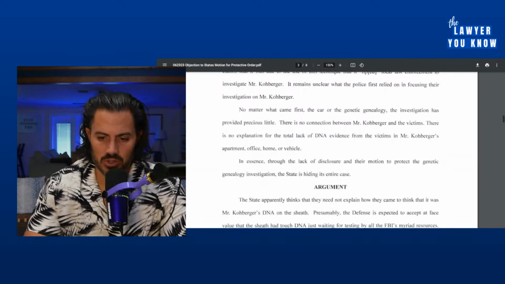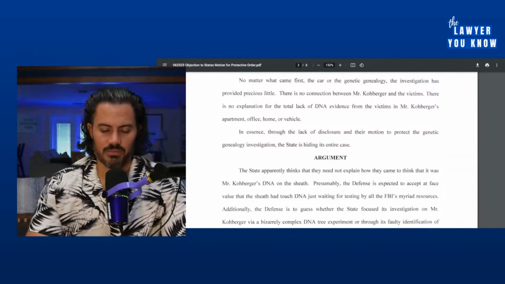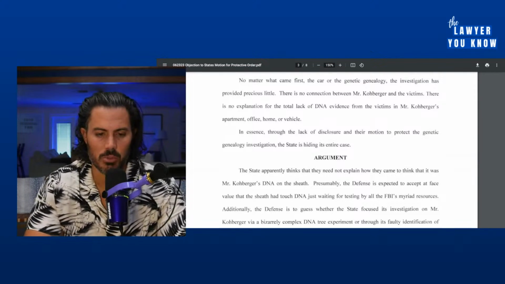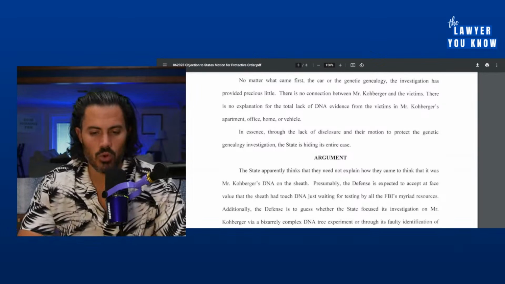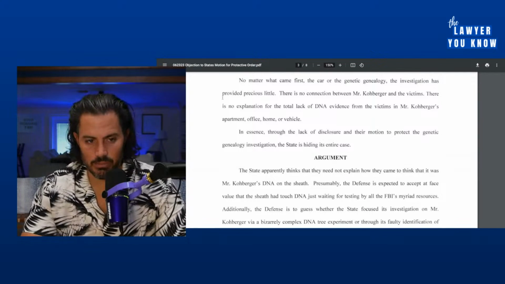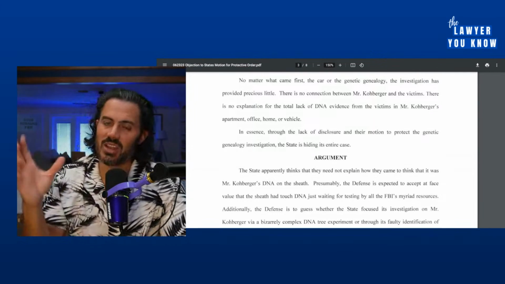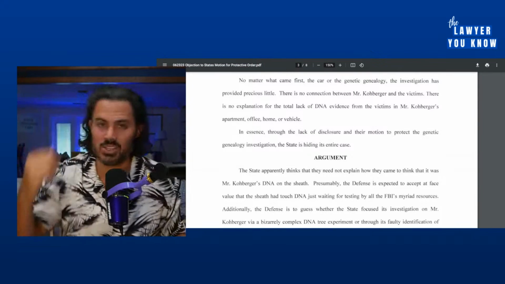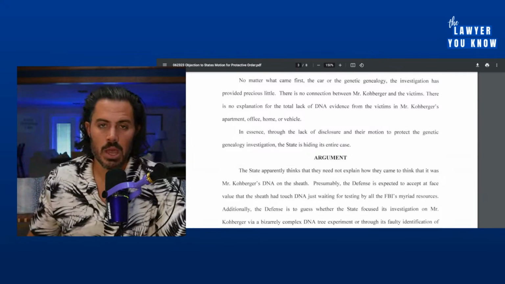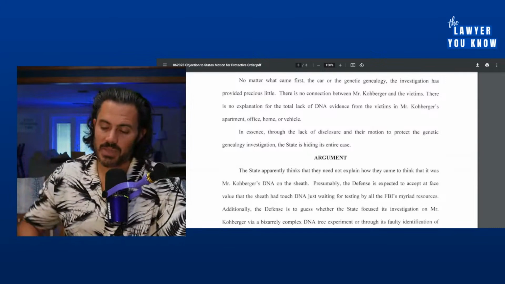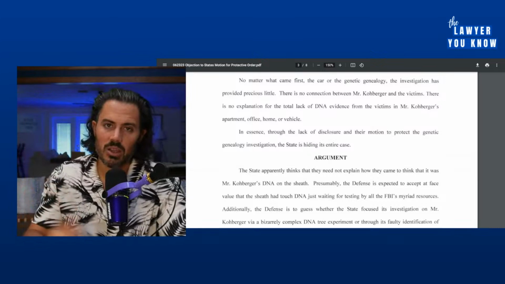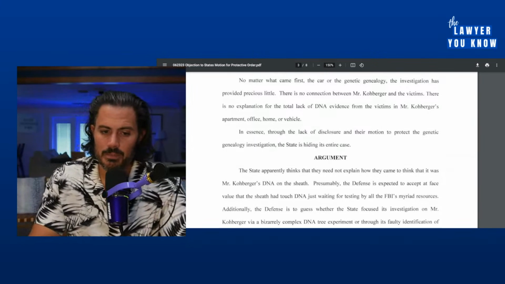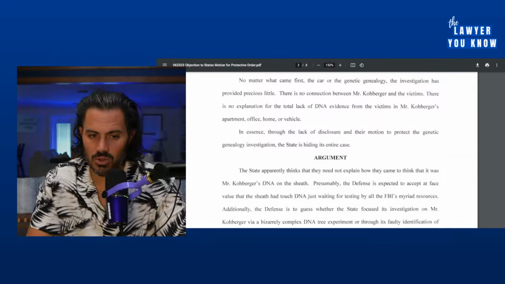No connection between Kohberger and the victims. There is no explanation for the total lack of DNA evidence from the victims in Mr. Kohberger's apartment, office, home, or vehicle. So this is something, no connection, I think, is a broader term, right? Because if he even had looked at their social media at some point, that could arguably be a connection. But no DNA evidence in his home, office, car, connecting the victims to him, no DNA, apartment, office, home, or vehicle.